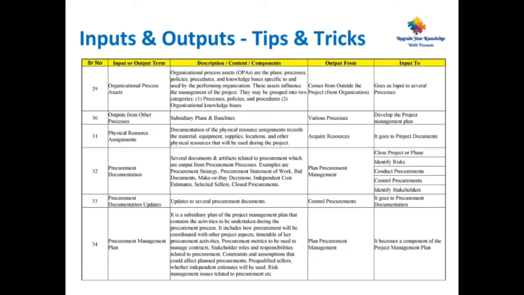Point number 34, procurement management plan. It is a subsidiary plan of the project management plan that contains the activities to be undertaken during the procurement process. It includes how procurement will be coordinated with all other project aspects, timetable of key procurement activities, procurement metrics to be used among project contracts. This is output from plan procurement management. It becomes a component of the project management plan.